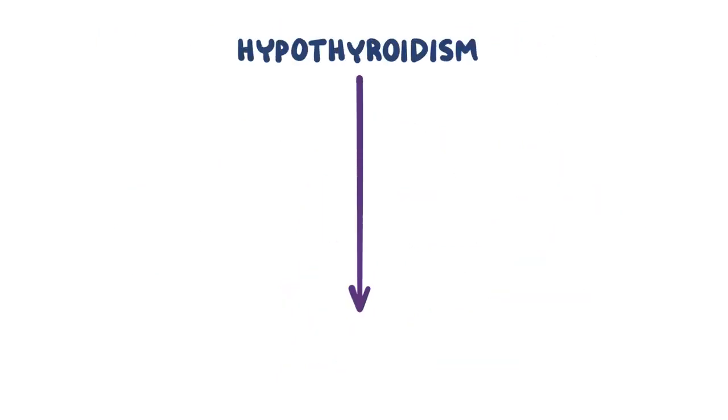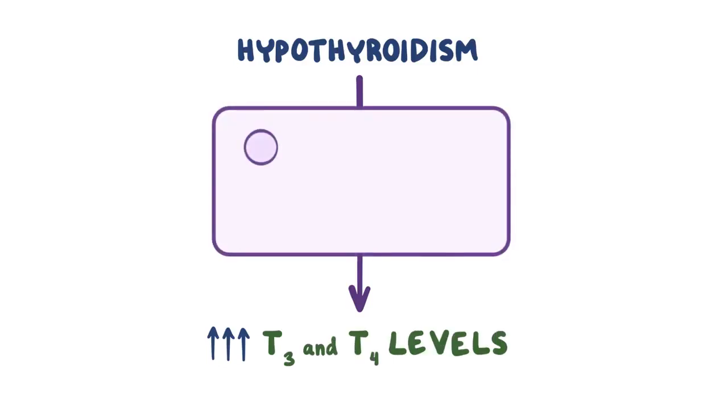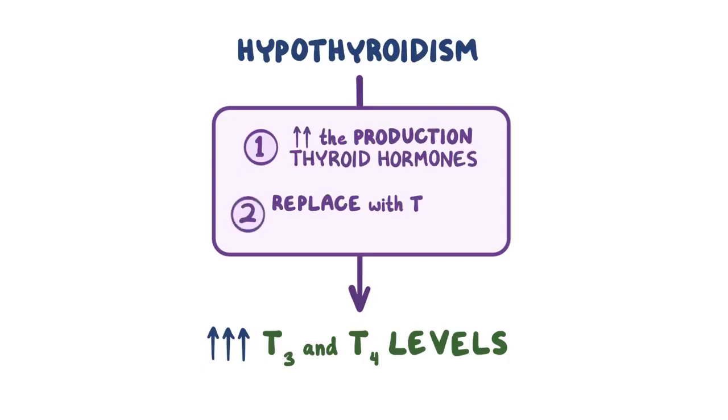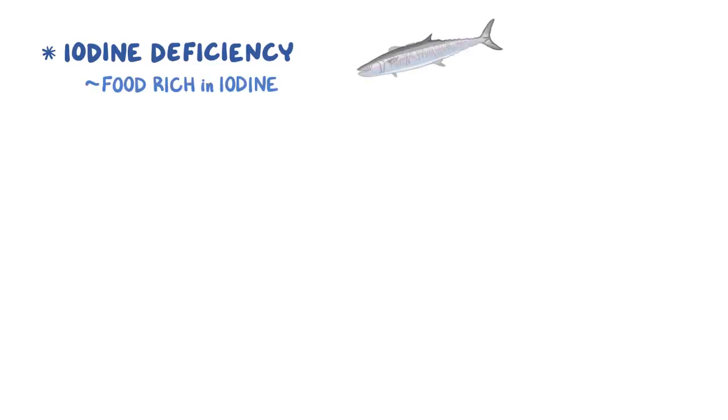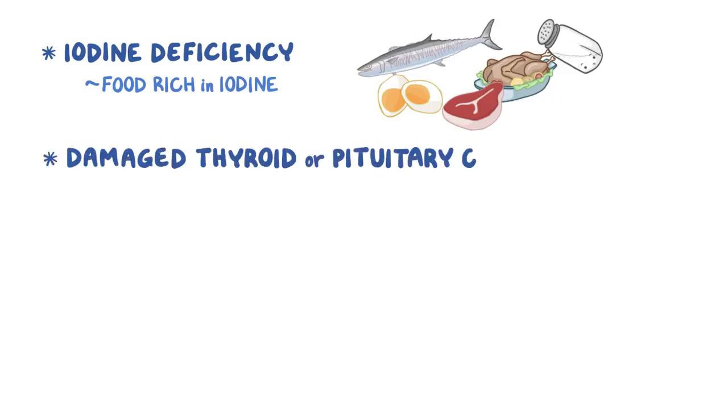Okay, now in a person with hypothyroidism, we want to increase the T3 and T4 to normal levels. And we can do it in two ways. First, we can increase the production of thyroid hormone, or we can replace the missing hormones with thyroid hormone analogs. If the hypothyroidism is due to iodine deficiency, the treatment is to give foods rich in iodine, like fish, egg, meat, and iodized salt.